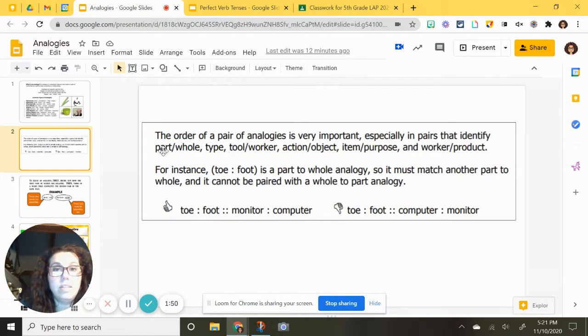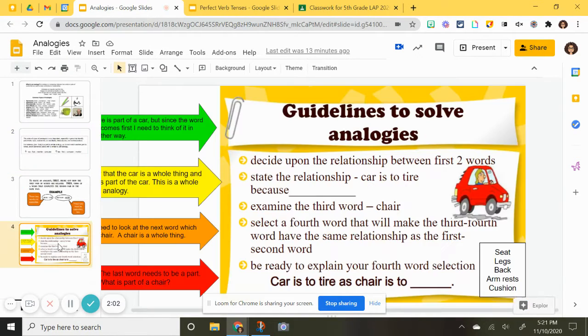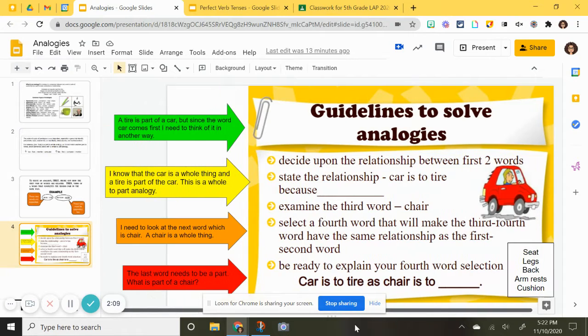This goes back to this slide here. The order of the pair of analogies is very important. It is a must thing to think about. So the order here, oh, my face disappeared, and that's okay. The order here was car and then tire. So I am down here on my yellow arrow, and I know that a car is a whole thing, and a tire is a part of a car. So I am thinking this is a whole to part analogy.